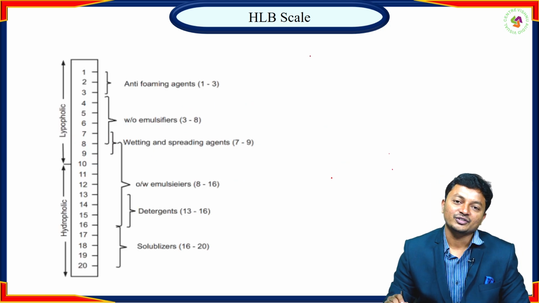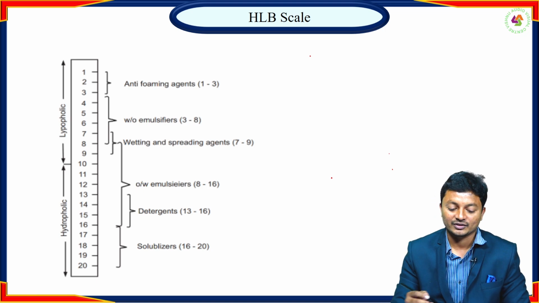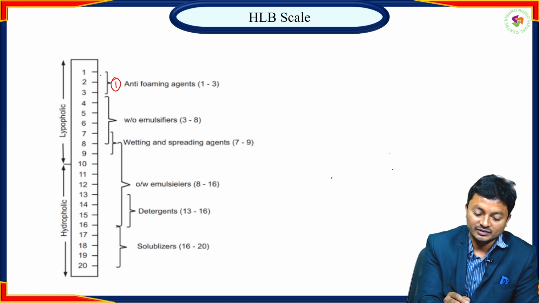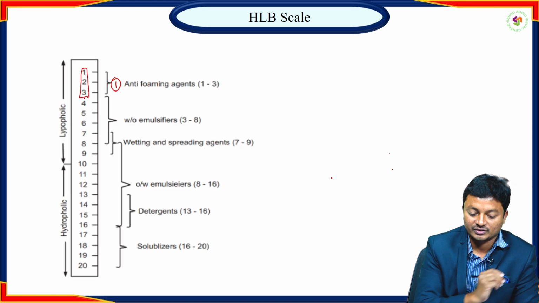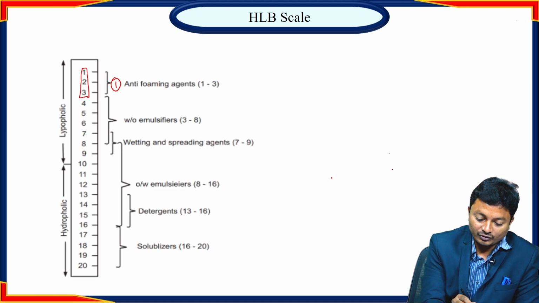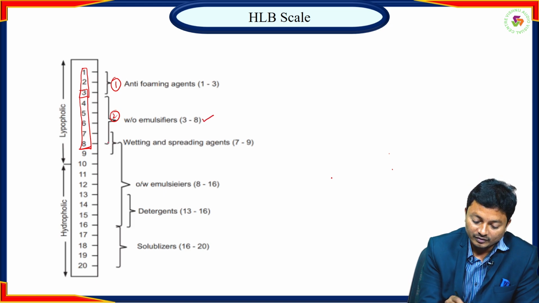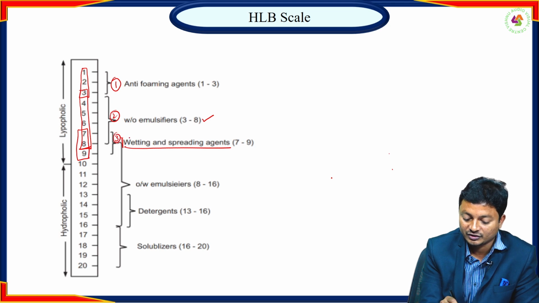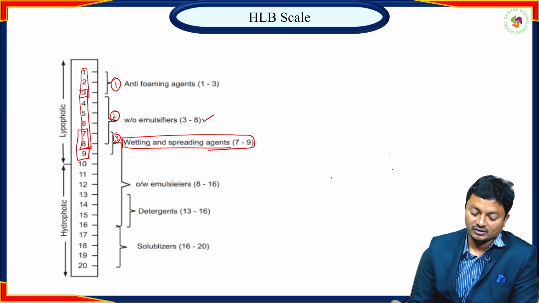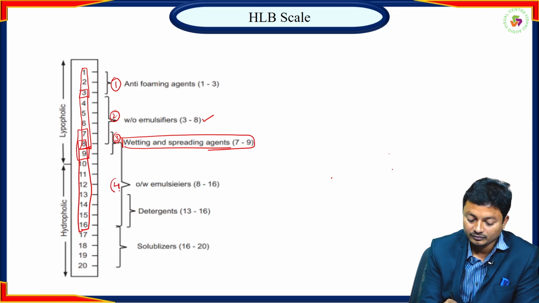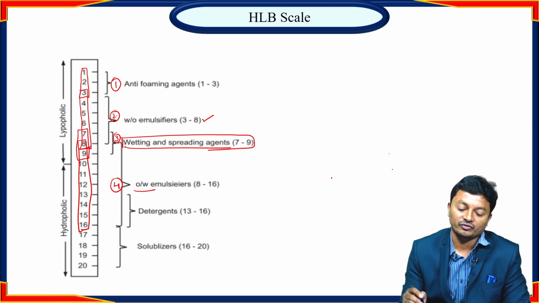According to the HLB scale, the ranges divide the different types of surfactants, as we can see in this diagram. The first class of the surfactant is anti-foaming agents. From 3 to 8, this indicates water in oil type emulsifiers. From 7 to 9, this indicates the third class, wetting and spreading agents. And from 8 to 16, this indicates the fourth class of the surfactant, that is oil in water type emulsifiers.